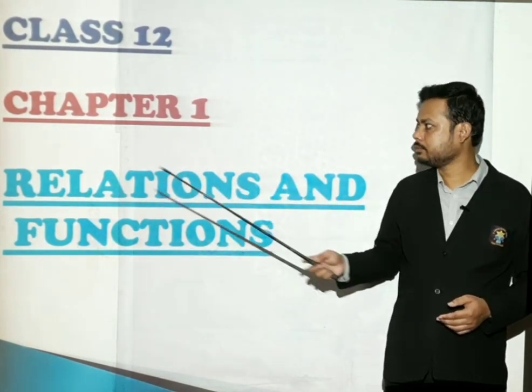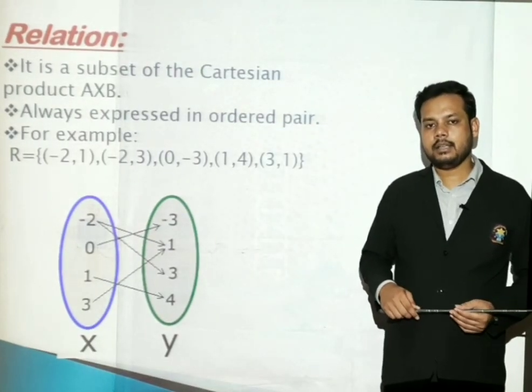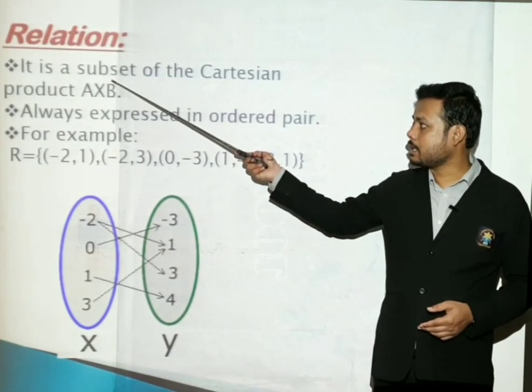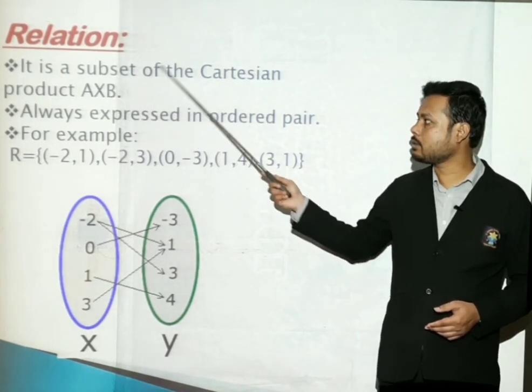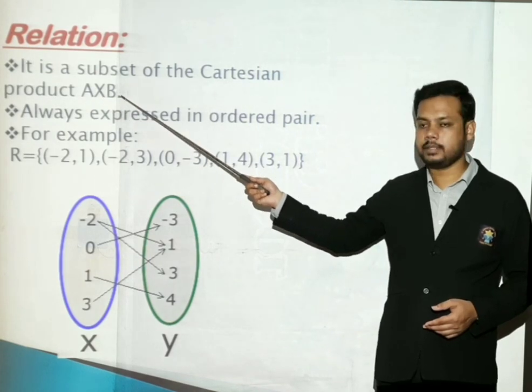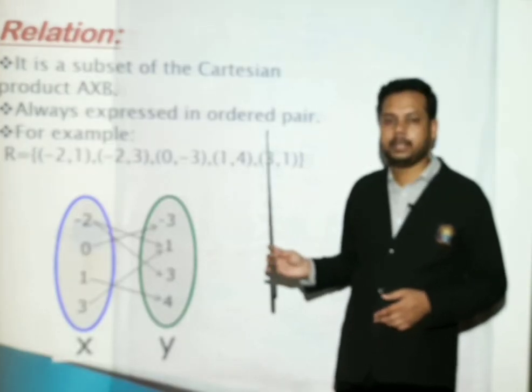Today in this video lecture, I am going to discuss class 12th chapter 1, relation and function. First, let's talk about relation. What is a relation? A relation is actually a subset of the Cartesian product A cross B. It is always expressed in ordered pairs.